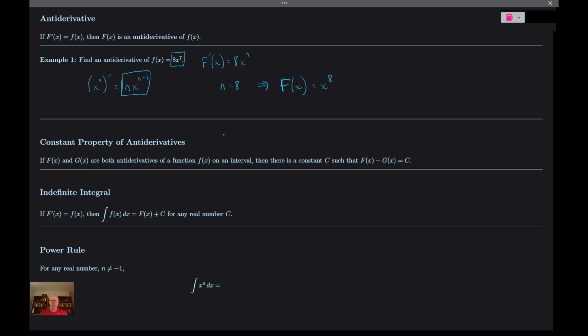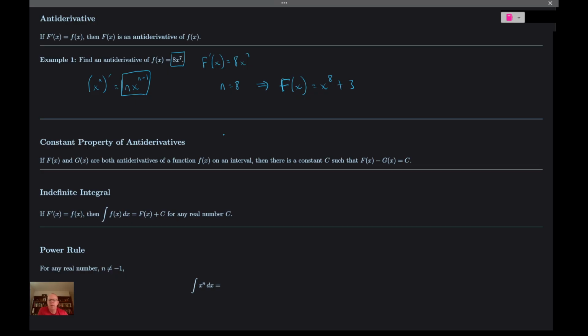Now, one thing to pay attention to with antiderivatives: imagine capital F of x equals x to the 8th has a derivative of 8x to the 7th. What if we have x to the 8th plus 3? Well, it still has the same derivative. So in other words, there can be more than one answer to what is the antiderivative of this function.